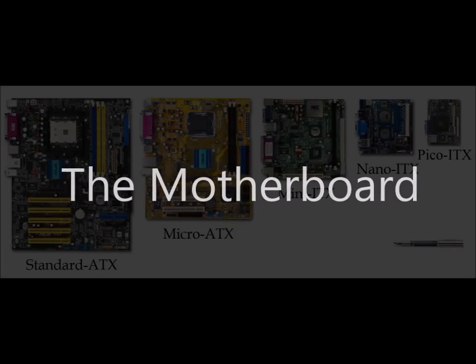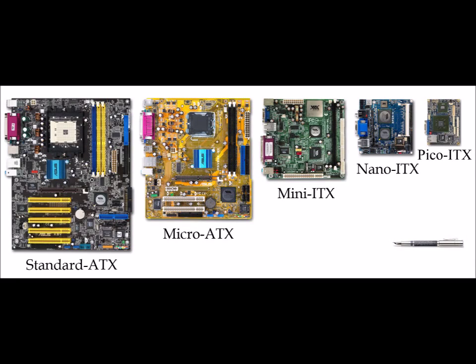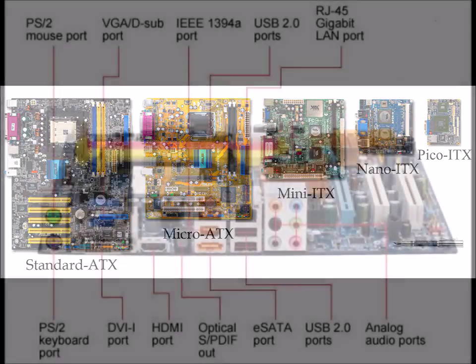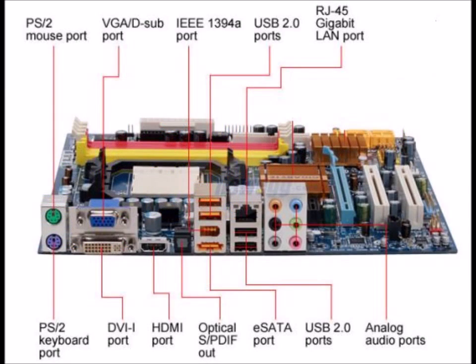This is the lesson on the motherboard. Now there are three types of motherboards that you need to be aware of. There is the standard ATX motherboard, which is the largest. You then have the micro ATX, which is the medium size, and then you have the smallest, which is the ITX. You can get smaller, as you can see the Nano and the Pico, but the ones that you need to know in particular are the ATX, micro ATX, and the ITX, the smallest.